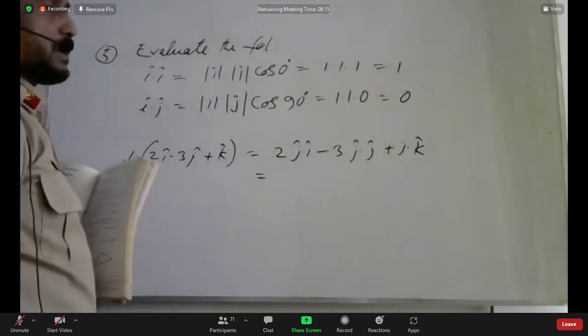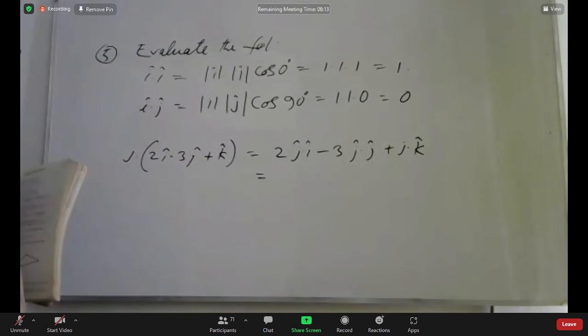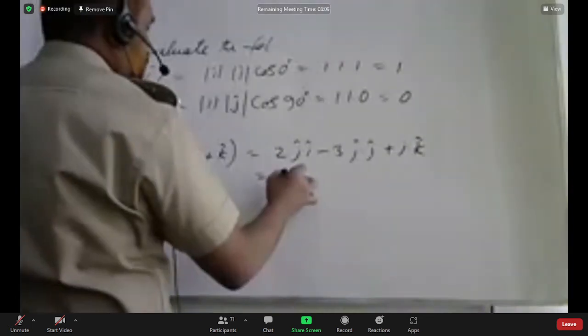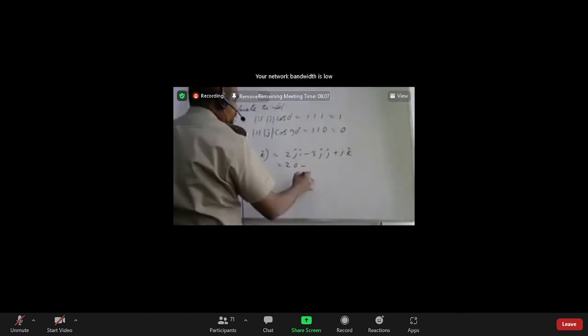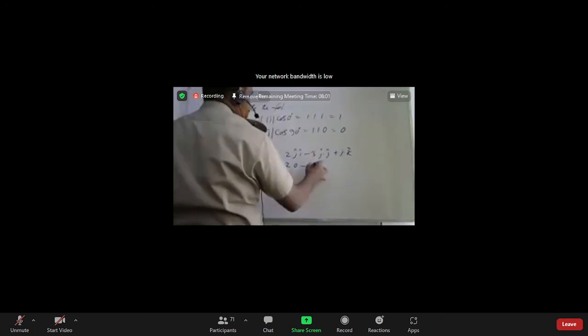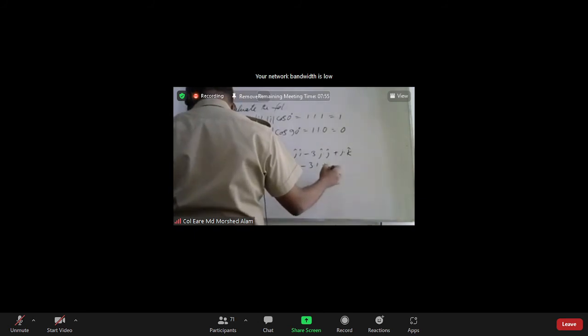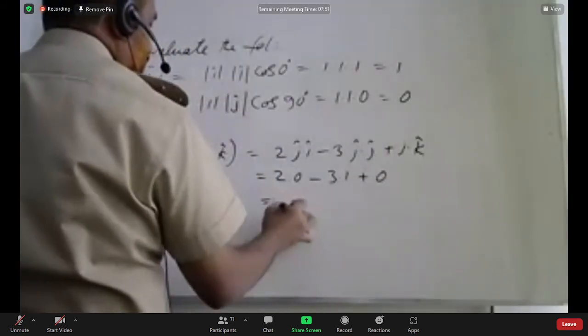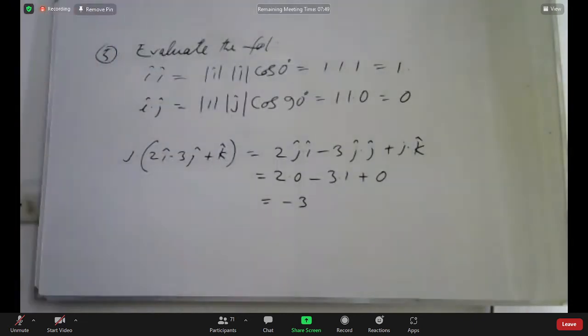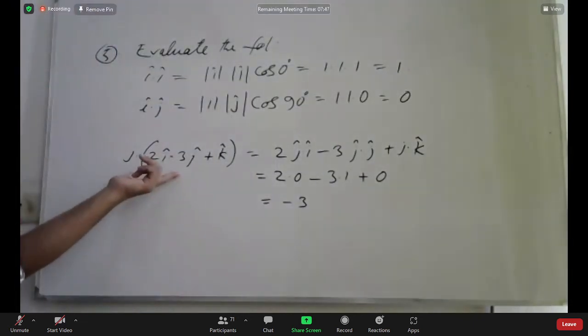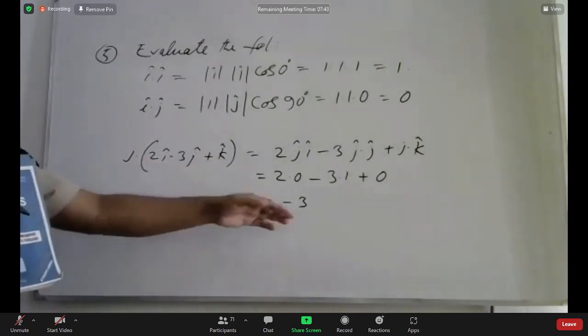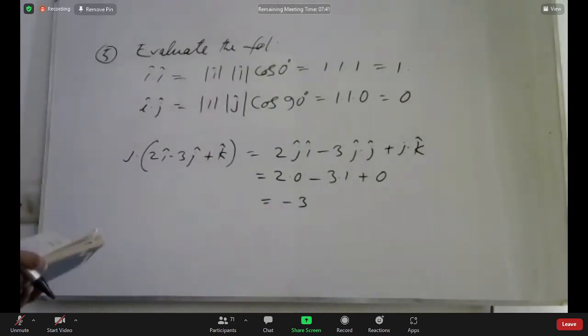J dot I? 0. So this is 2 into 0. 3 into what is j dot j? 1. And what is j dot k? 0. So we can write this is equal to -3. So the value of this dot product, the scalar product, is a scalar quantity, and it is -3. Clear? Yes, sir.